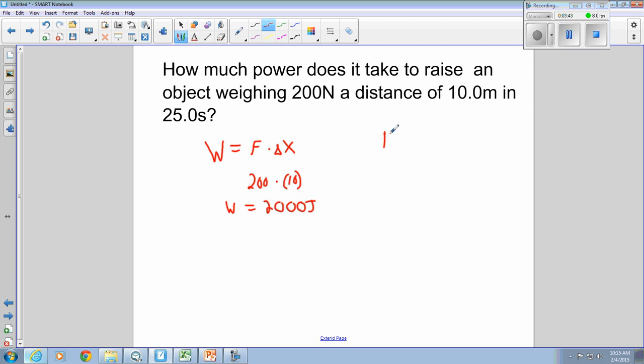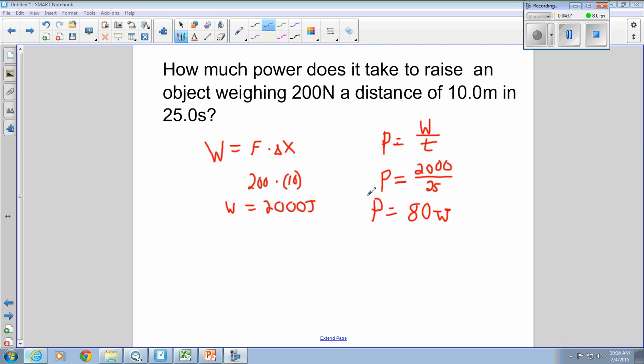And to get power, power equals work over time. Work is 2,000 joules, so 2,000 over time, which is 25 seconds. 2,000 joules per 25 seconds is equal to 80 watts.